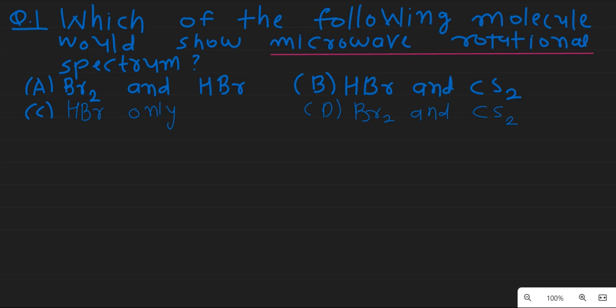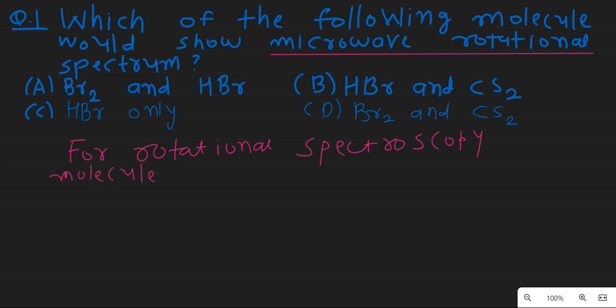So for rotational spectroscopy, the molecule must be polar. You should know this. So in the solution, we should write this is the rule for rotational spectroscopy: for rotational spectroscopy, the molecule must be polar.